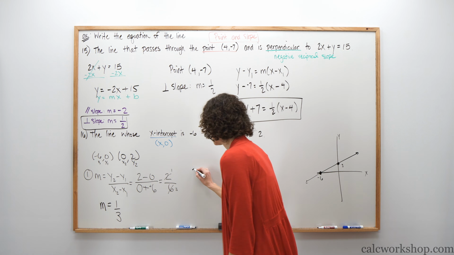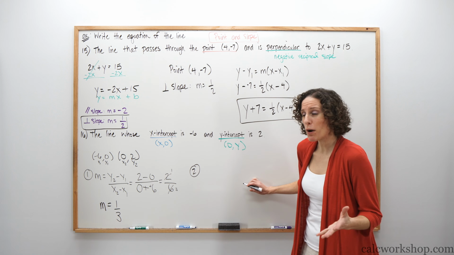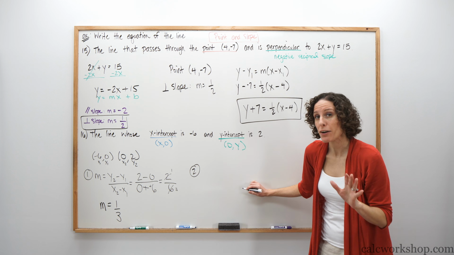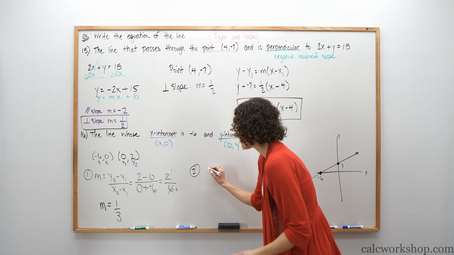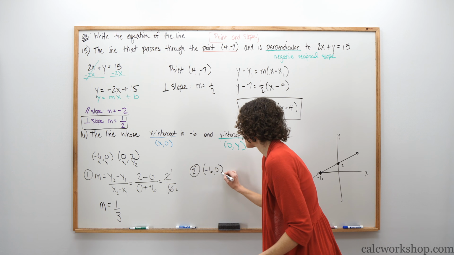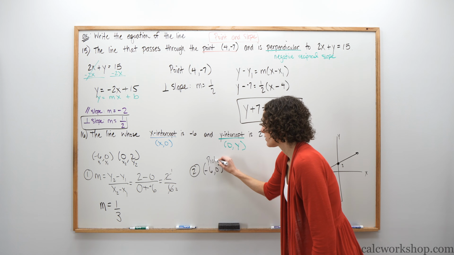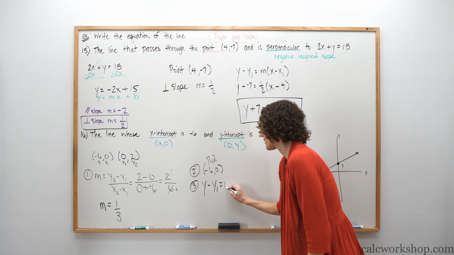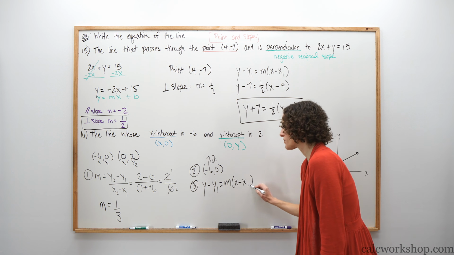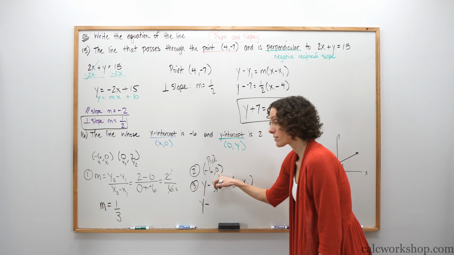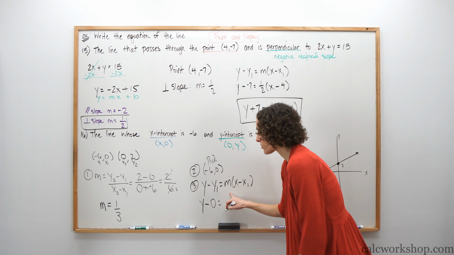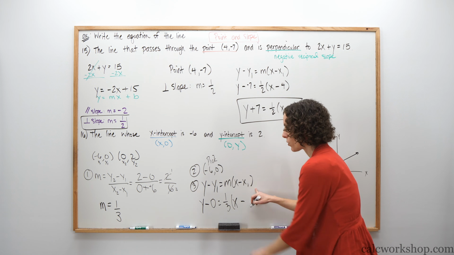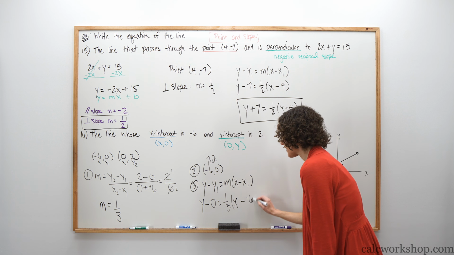And then step 2, we pick one of our points. We pick either the x-intercept or the y-intercept. It doesn't matter. If we pick the x-intercept, let's choose -6, 0. So we're going to pick that one. And then step 3, let's plug it on in. y minus y1 equals m times x minus x1. So y minus 0 equals m, 1/3, times the quantity x minus x1, which we know to be -6.